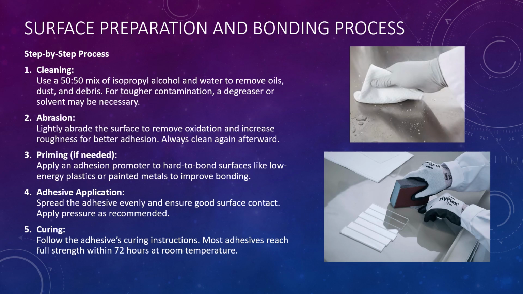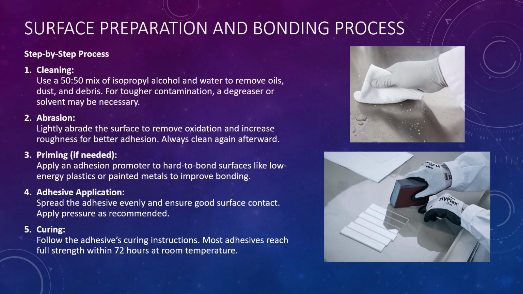I'll present the surface preparation and bonding process. The step-by-step process includes first cleaning, for which you should use a 50-50 mix of isopropyl alcohol and water to remove oils, dust, and debris. For tougher contamination, a degreaser or solvent may be necessary. Number 2, abrasion. Lightly abrade the surface to remove oxidation and increase roughness for better adhesion.